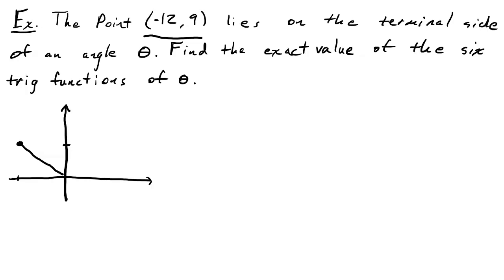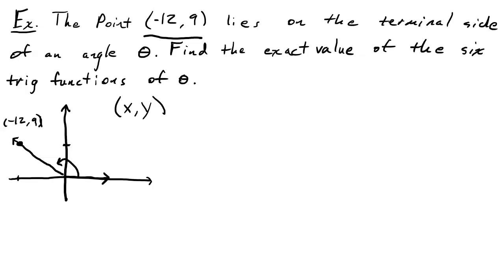Since this point, -12, 9, is on the terminal side of an angle, that means the angle must be this if it's in standard position and if it's the least non-negative coterminal angle of this angle. So this point, -12, 9, is just in the standard x, y notation. Now, we want to use this point to find the exact values of the 6 trig functions of theta. So how do we do that?